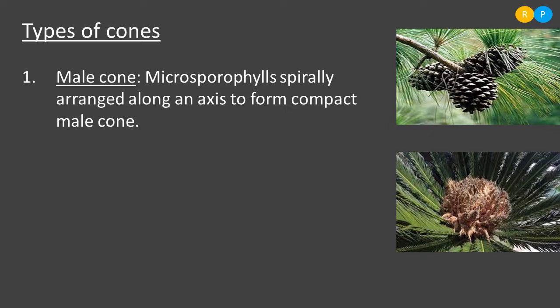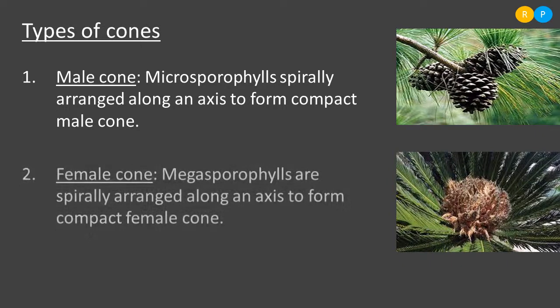So these microsporophylls are spirally arranged along an axis to form a compact structure. That structure is named the male cone. You can observe this in the first diagram. What are the leaf-like structures you can see in the cone? Those are nothing but microsporophylls. Understood? These microsporophylls are arranged along an axis to form a male cone structure.